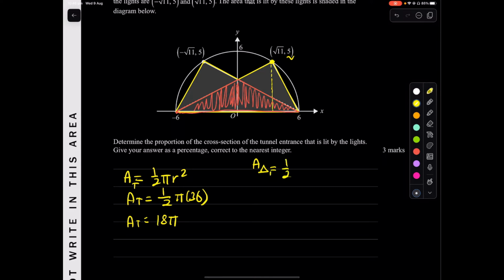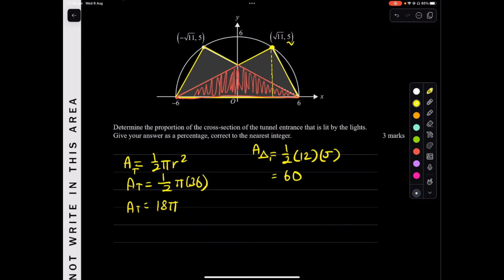is half your base, which is 12. Your height is 5, and we're multiplying by 2, so it'll just be 12 times 5, which is 60. Okay, now we need to find the area of that red triangle.